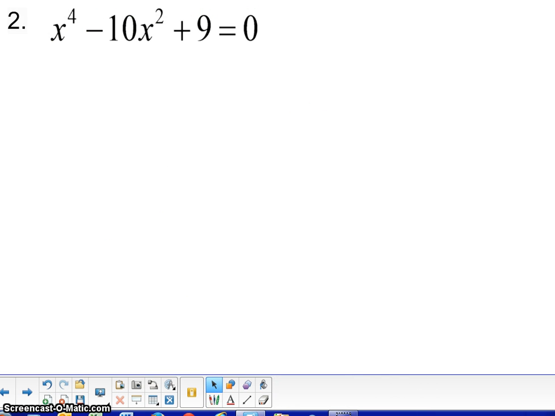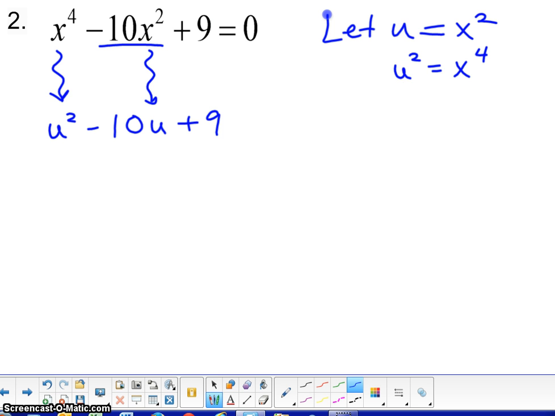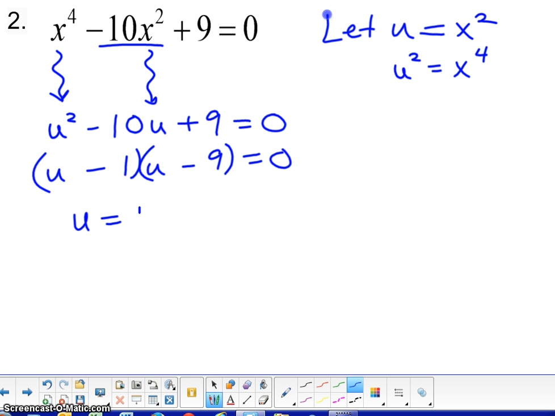All right, in example number 2, we are going to let u equal the middle term minus the coefficient. So that's going to be x squared in this case. And if I square both sides, u squared is going to be equal to x to the 4th. All right, now let's do the u substitution. X to the 4th is u squared. X squared is u. And now we're going to solve the quadratic. It does factor nicely into u minus 9 and u minus 1. All right, now the zero product property says that my two answers are 1 and 9.